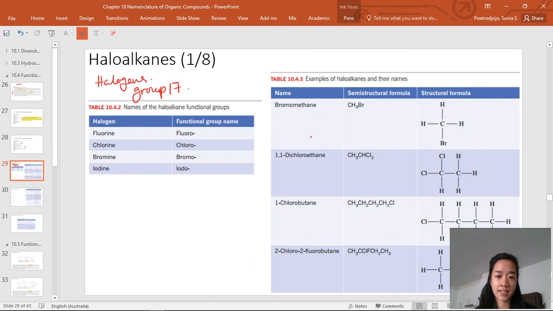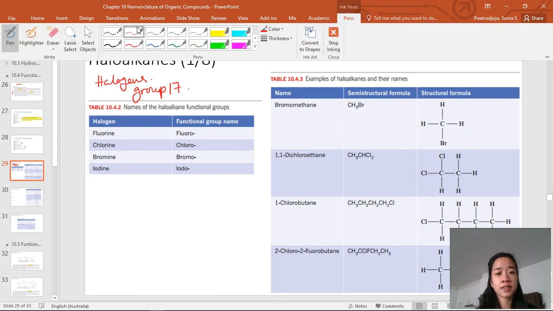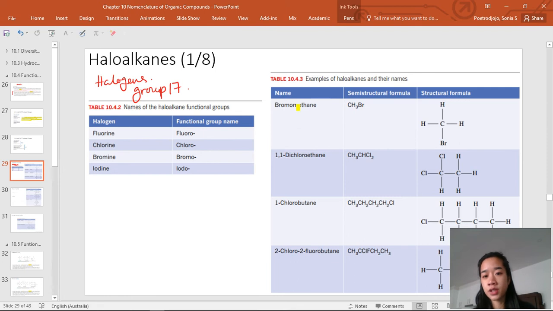And you can see that we've got some examples here, and this is just from your textbook. So the bromomethane, because it's only got one carbon, and we can see where the bromo is. This is 1,1-dichloroethane, so I'm assuming it's got 2 chlorines, and it does. 1-chlorobutane, 2-chloro, 2-fluoro. So here's the fluoro, here's the chlorobutane. Okay, so again, just pause here if you need more time to process this.